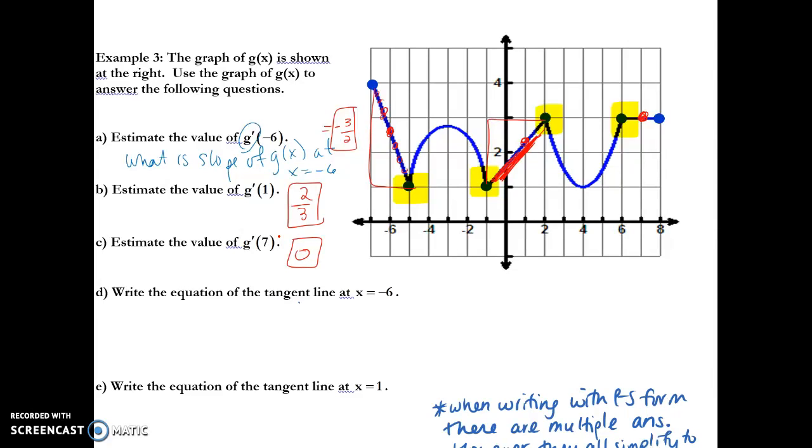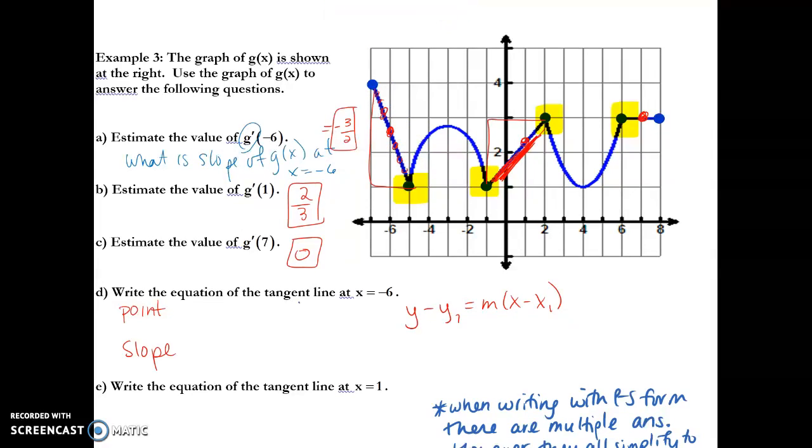Now when we get to part D, we want to write the equation of the tangent line at x equals -6. Now when we're writing the equation of the tangent line, remember we need three things. We need a point, we need a slope, and then we put it together into point-slope form. Now when you're coming up with a point, we don't want to estimate. Like right now when I look at this and I look at when x is -6, I think it's 2.5, I'm not quite sure.